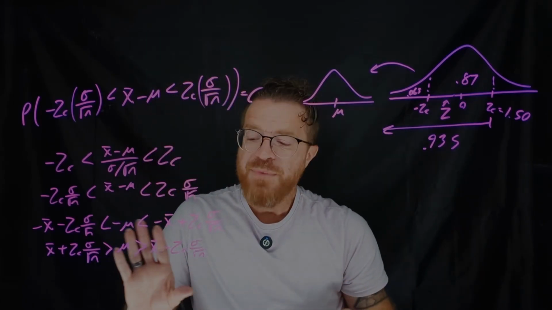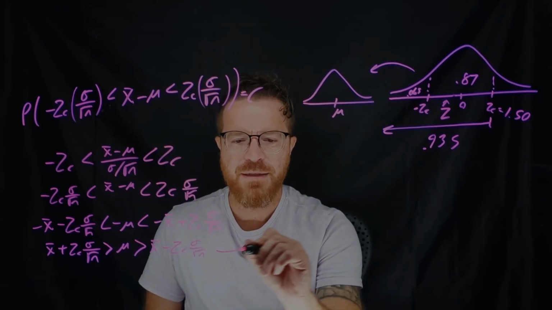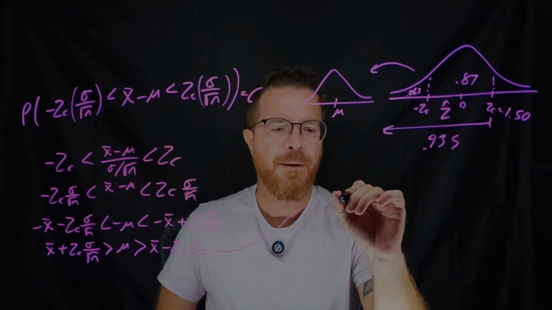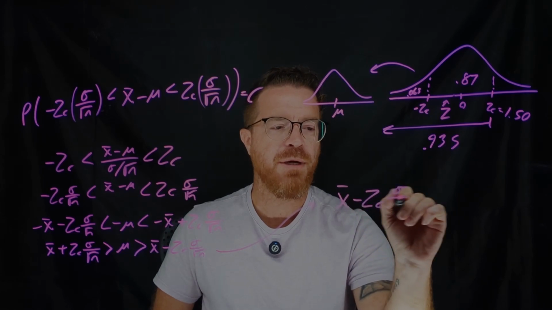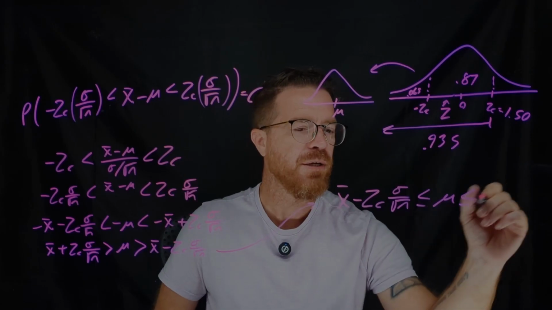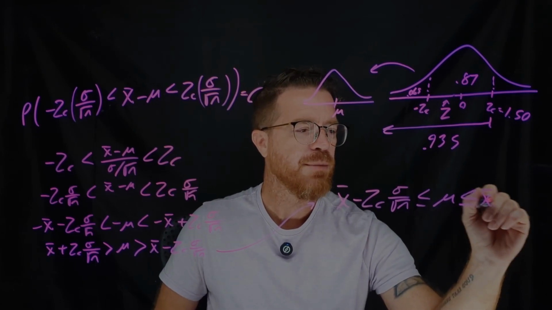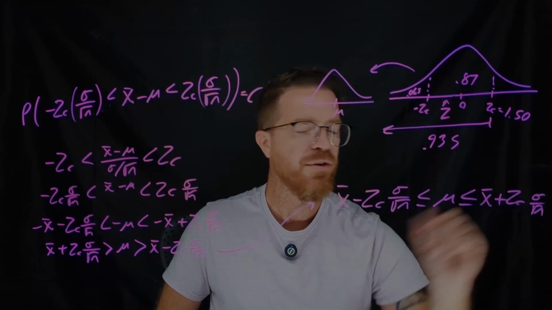And then the last thing I'm going to do is flip this so it's in the form that we normally use. So doing that, this becomes x bar minus Z critical sigma over square root of n is less than or equal to mu is less than or equal to x bar plus Z critical sigma over square root of n.